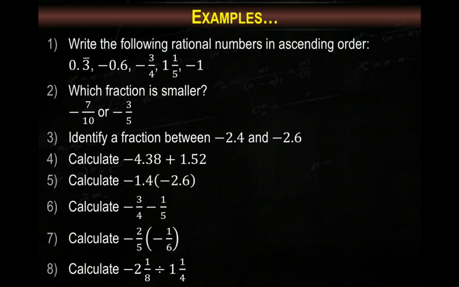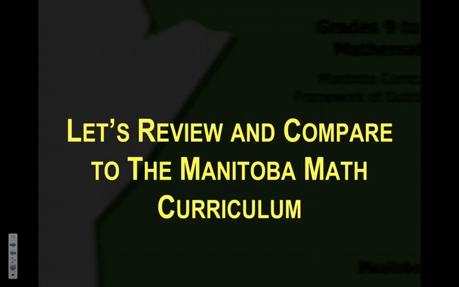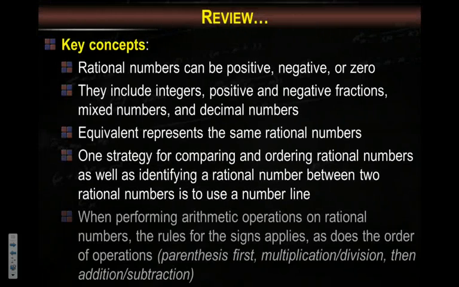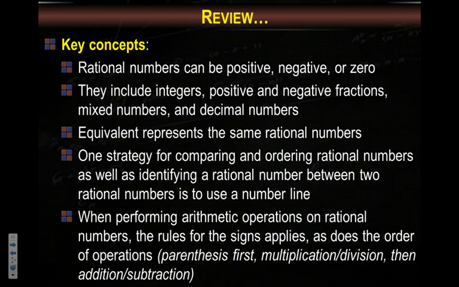Okay, let's divert back to our examples. We'll leave those for now. This is where I started on Friday. Let's wrap it up by coming back to where we started, okay? Here are the key concepts in today's presentation, today and yesterday and Friday's. Rational numbers can be positive, negative, or 0, okay? They can include the integers, the positive and negative fractions, mixed numbers, decimal numbers. All of those are rational numbers. The word equivalent represents the same rational numbers.